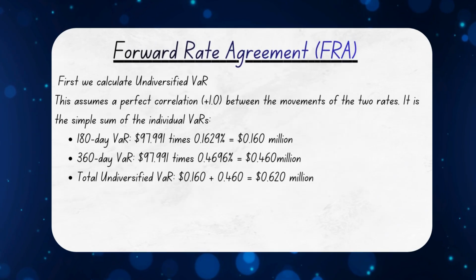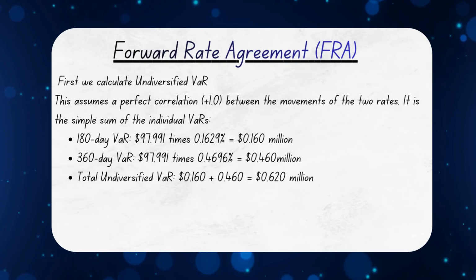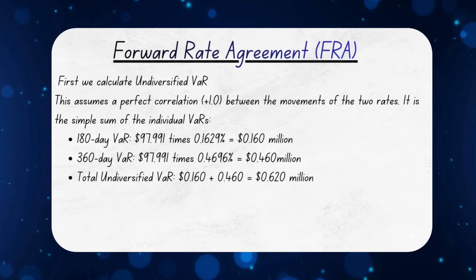First, assume the worst case. Both risks move perfectly together, so we just add the two risks directly. 180-day risk is 0.160 million, and 360-day risk is 0.460 million. Adding them gives 0.620 million total VAR.